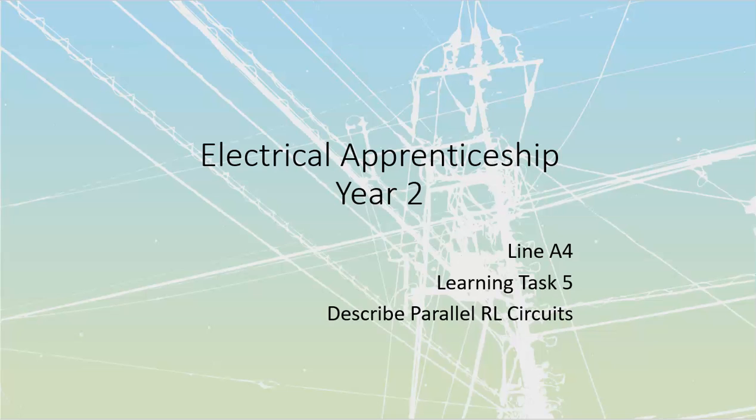All right, line A4, we're taking a look at learning task number 5, where we're going to start looking at parallel RL circuits. You should be aware of the fact that almost all the circuits that we create in the field are going to be parallel circuits. And there's a number of reasons that we create parallel circuits. The biggest one is that it's not dependent.